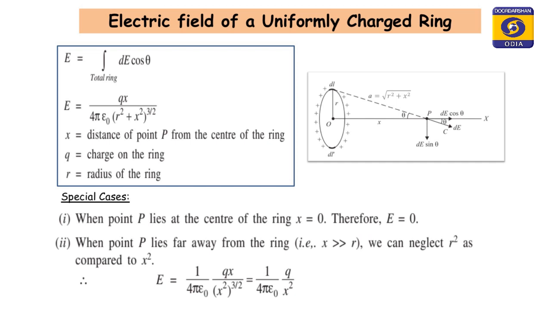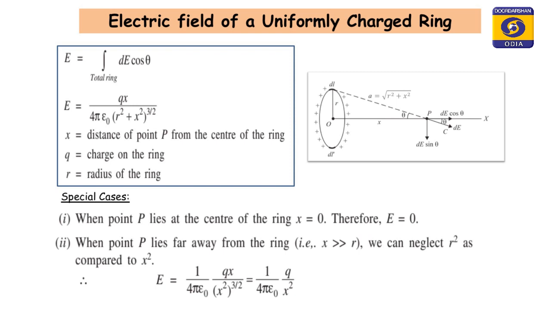What are the special cases? The first case is when point P lies at the center of the ring, that is x is equal to 0. At that point E is equal to 0. That means inside the ring there is no electric field.